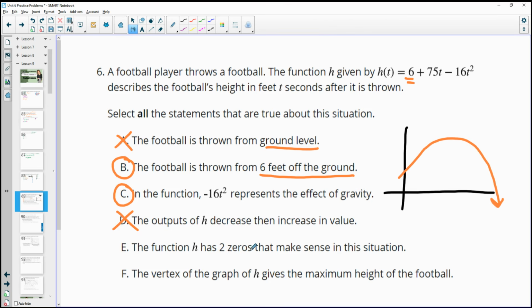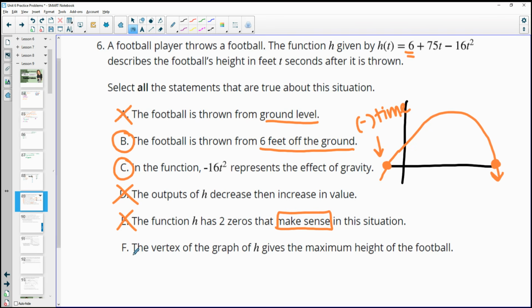The function has two zeros that make sense in this situation. So it's true that it has two zeros. One is here and one is here. But this one is going to be negative time, which does not make sense. We're not going to say that the football is traveling backwards because we're not going backwards in time. So only one would make sense here.